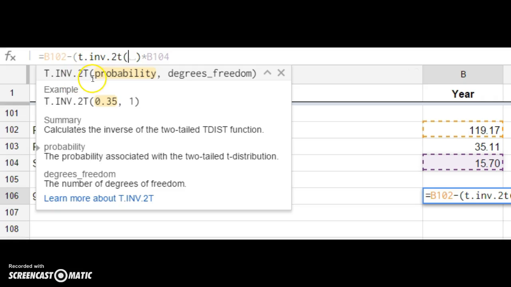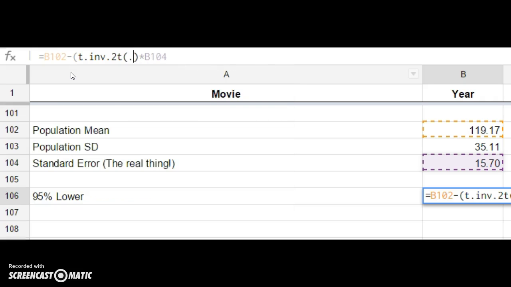So the T.INV.2T, and the T stands for the t-test, of course. INV means I'm going to give the sheet the alpha level that I want, the risk of type 1 error that I'm willing to take. In other words, 1 minus the confidence. So 95% is my confidence level, which means 5% is the percentage of the time that I'm willing to take a type 1 error. So my probability here would be 0.05.